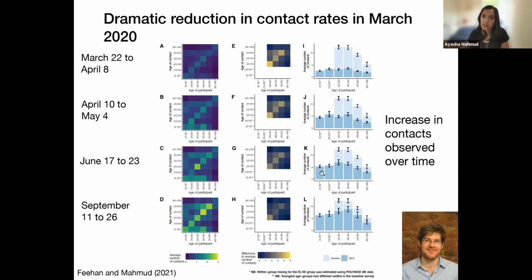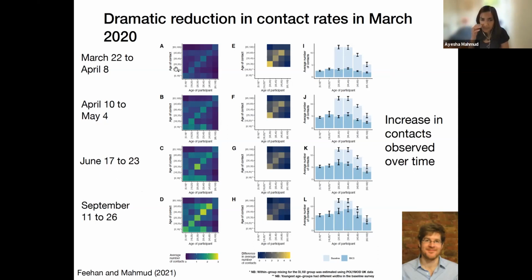But this initial wave, the way we're filling in this very first cell, the 0 to 18 mixing with the 0 to 18, is actually doing something similar to what I just described: taking the POLYMOD, removing school contacts because schools were closed for most of this period, and then adjusting it to the demographics of the US population for the 0 to 18 group. So this is a model-based estimate for the very first cell, but we're hoping we can fill that in with our data.